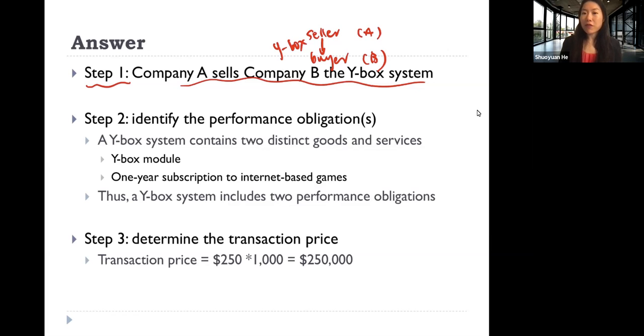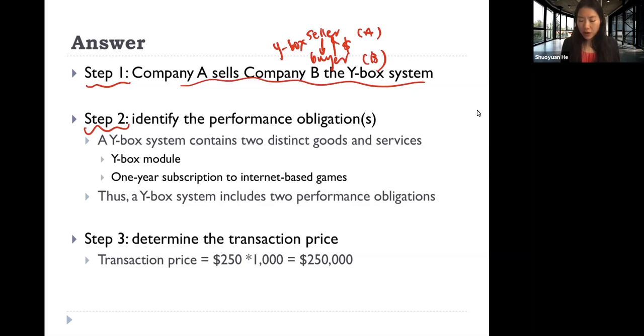And the promise of the buyer is to pay company A money. So company A has the right to receive money by the obligation to deliver white box. And company B has the right to receive white box and the promise to pay money to company A. That is the contract between the two firms. And then step two is to identify the performance obligation.